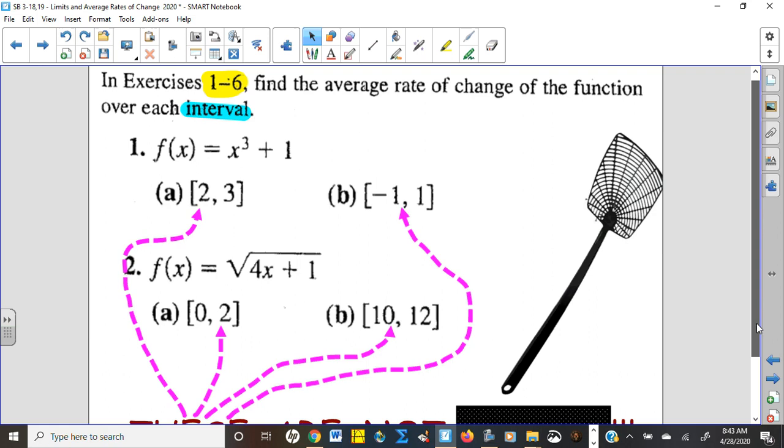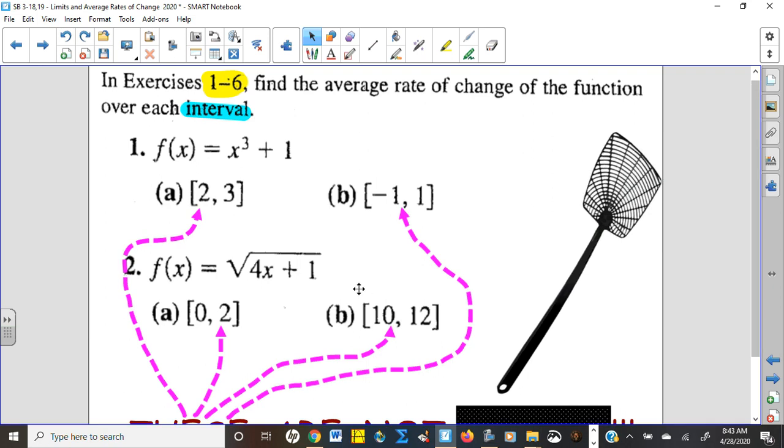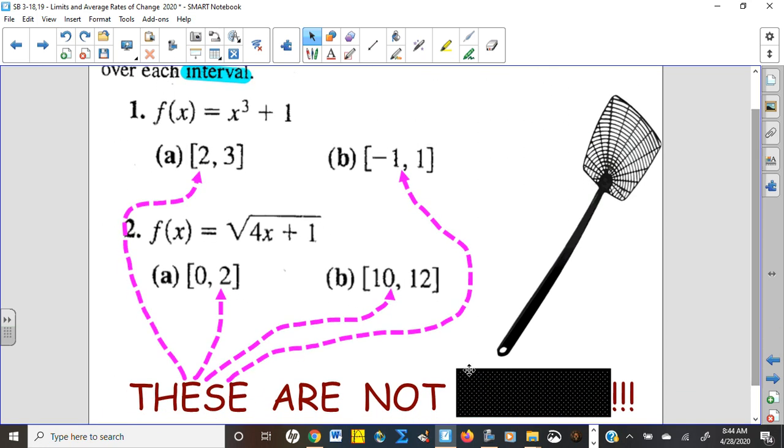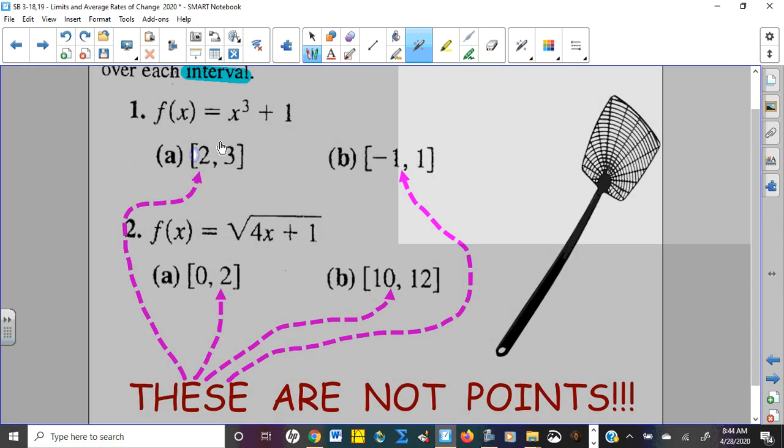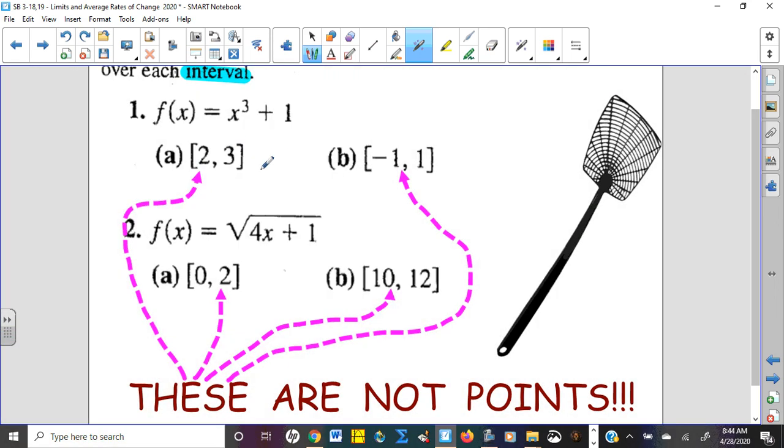So this is how the first 6 problems are going to look for you on tonight's assignment. It's going to give you a function, and it's going to give you a couple intervals, and you're going to find a couple rates of change. Now, I do implore you, these are not points. We just had this little discussion, right, that these are interval brackets. They are not points. And what I see a lot of in the past is people will just say, oh, this is one point, this is the other point.